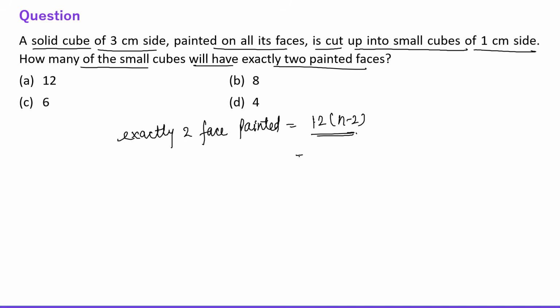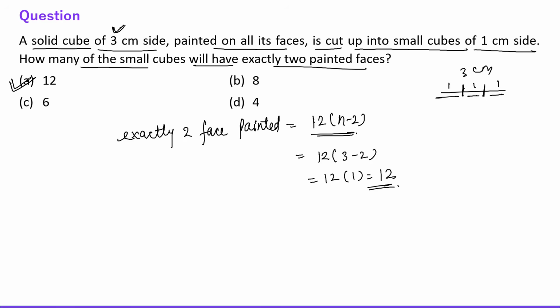Okay, here n is what? Number of pieces on one side. So obviously we'll be having 3 pieces on every side: 1, 2, 3. This is 3 cm and the 1 cm cut, right? So this is 3, so 3 minus 2 is 1. So 12 into 1, which is 12. So we'll be having 12 small cubes that have exactly 2 faces painted. Alright, now let's move to the other question.